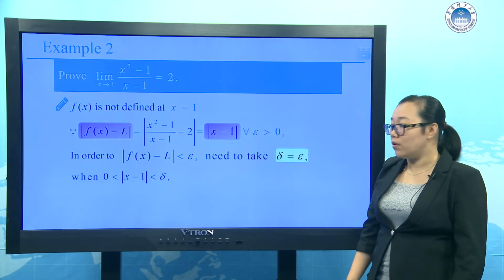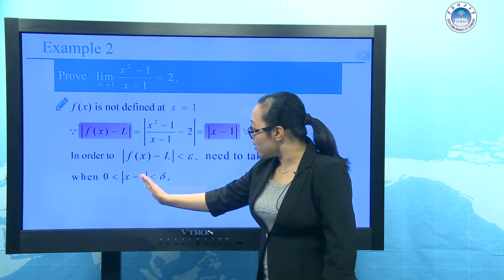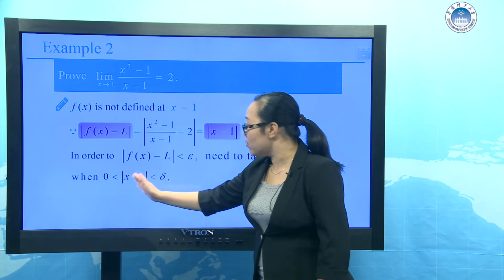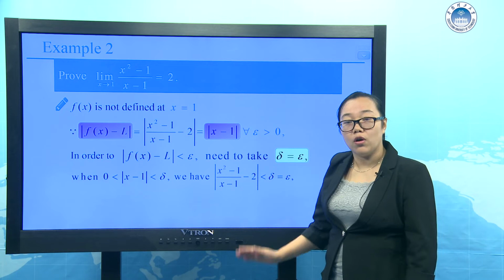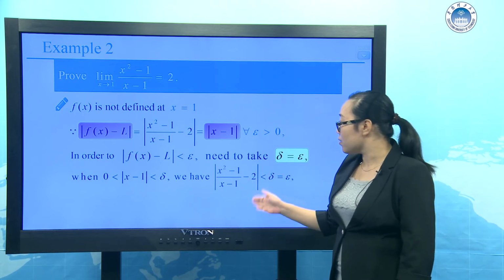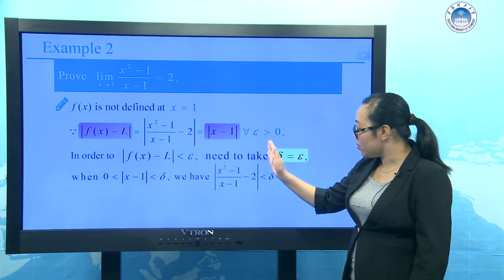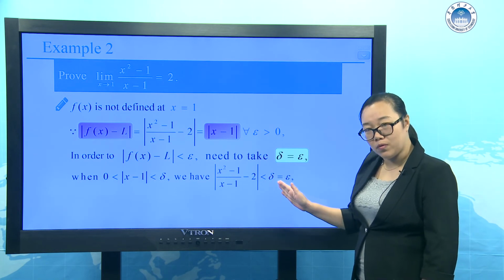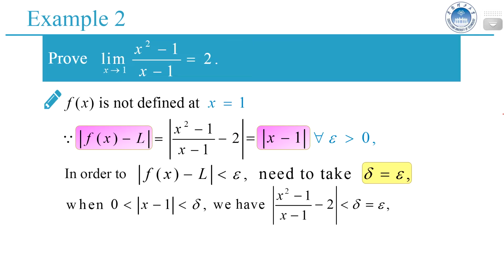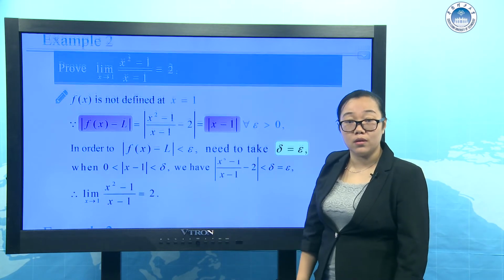Delta equals epsilon. So if 0 less than absolute value of x minus 1 less than delta, we always have the absolute value of f(x) minus 2 less than epsilon. This means less than delta. So the limit of f(x) as x tends to 1 equals 2. We have proved the question.